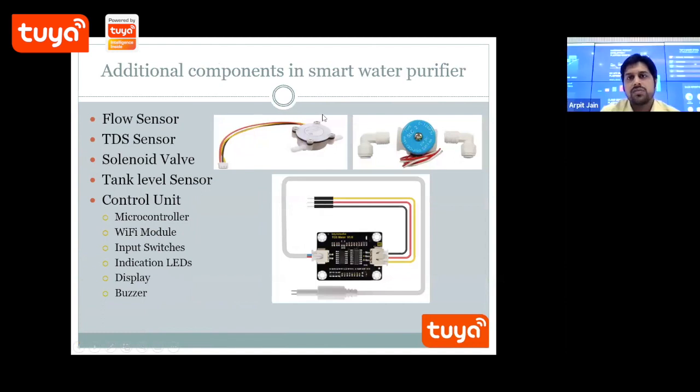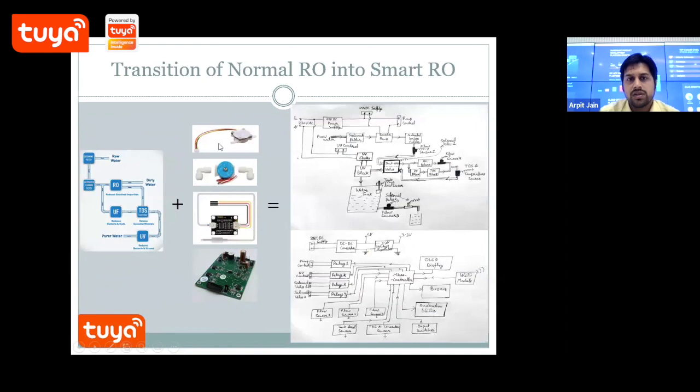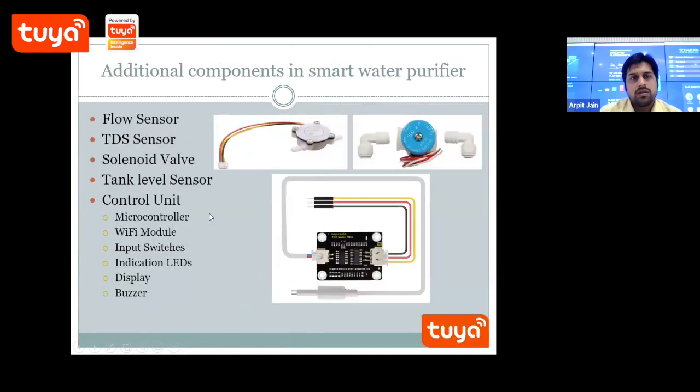So yeah, additional components in the smart water purifier. As I just showed, there are some sensors, like the flow sensor, TDS sensor, solenoid valve, and tank level sensor. So this one is the flow sensor. It can provide pulse data to the control unit according to the water coming through it. And this one is a solenoid valve, so it can be used to control the flow. It's like an electromechanical tap. So when you provide power to this coil, it will open the tap. When you do not power this coil, it will close the tap. So you can control the flow through this.